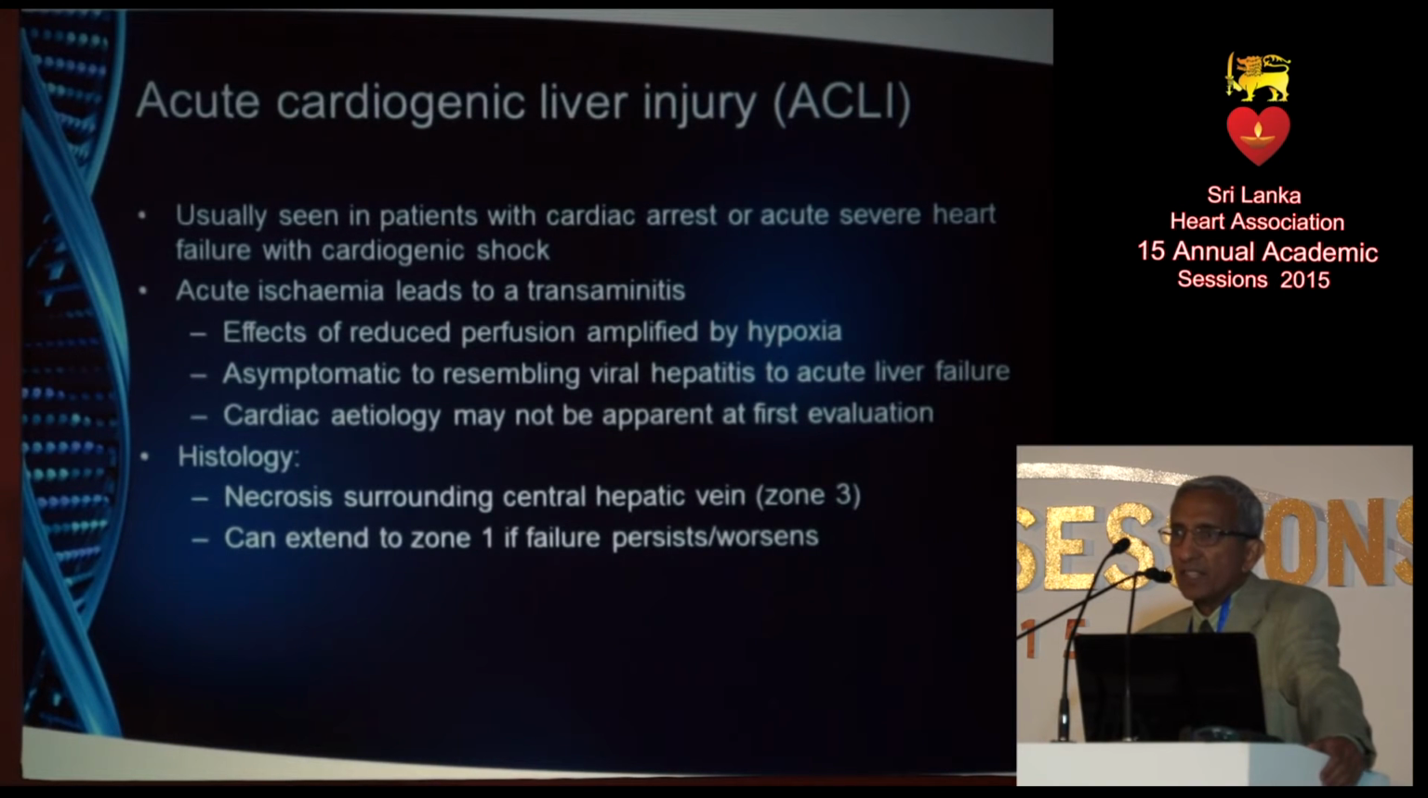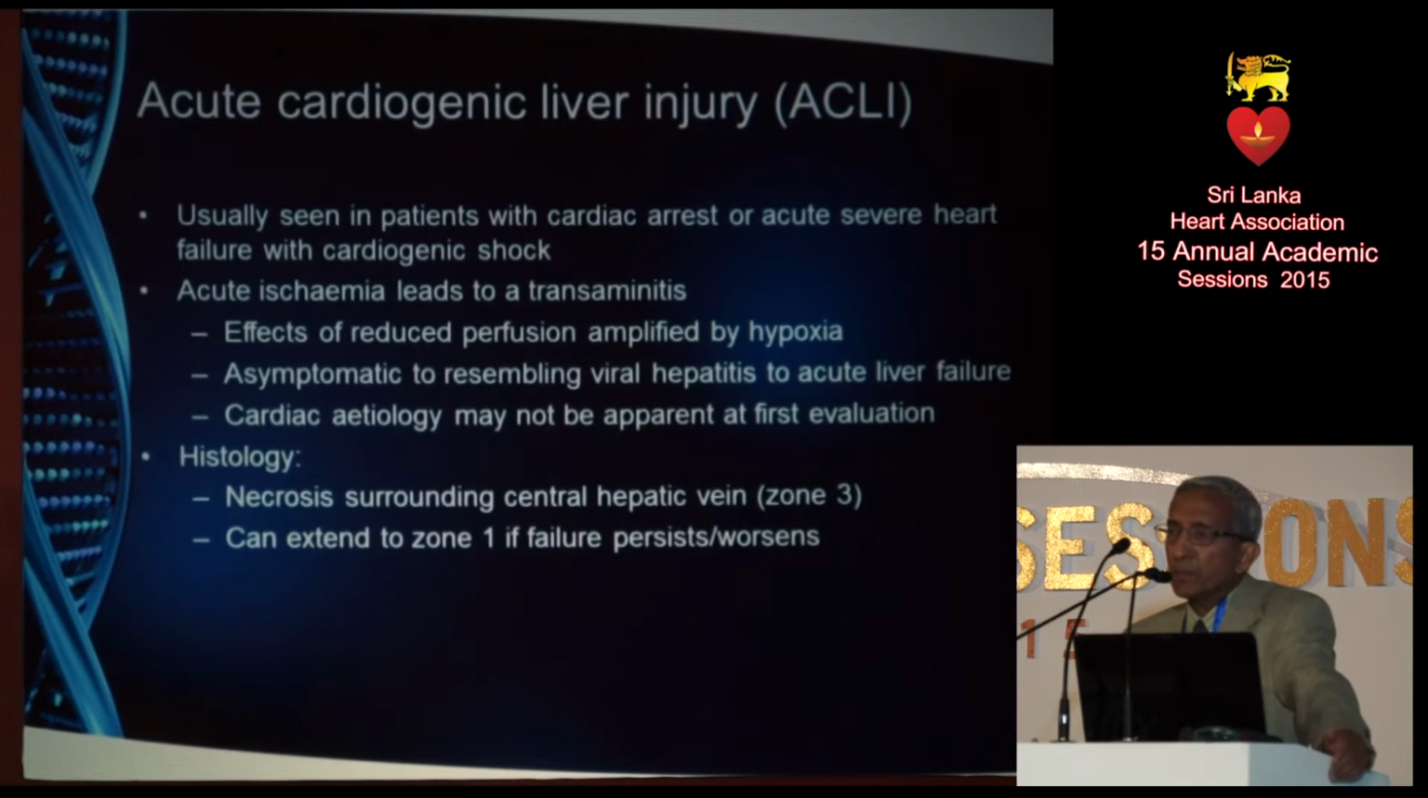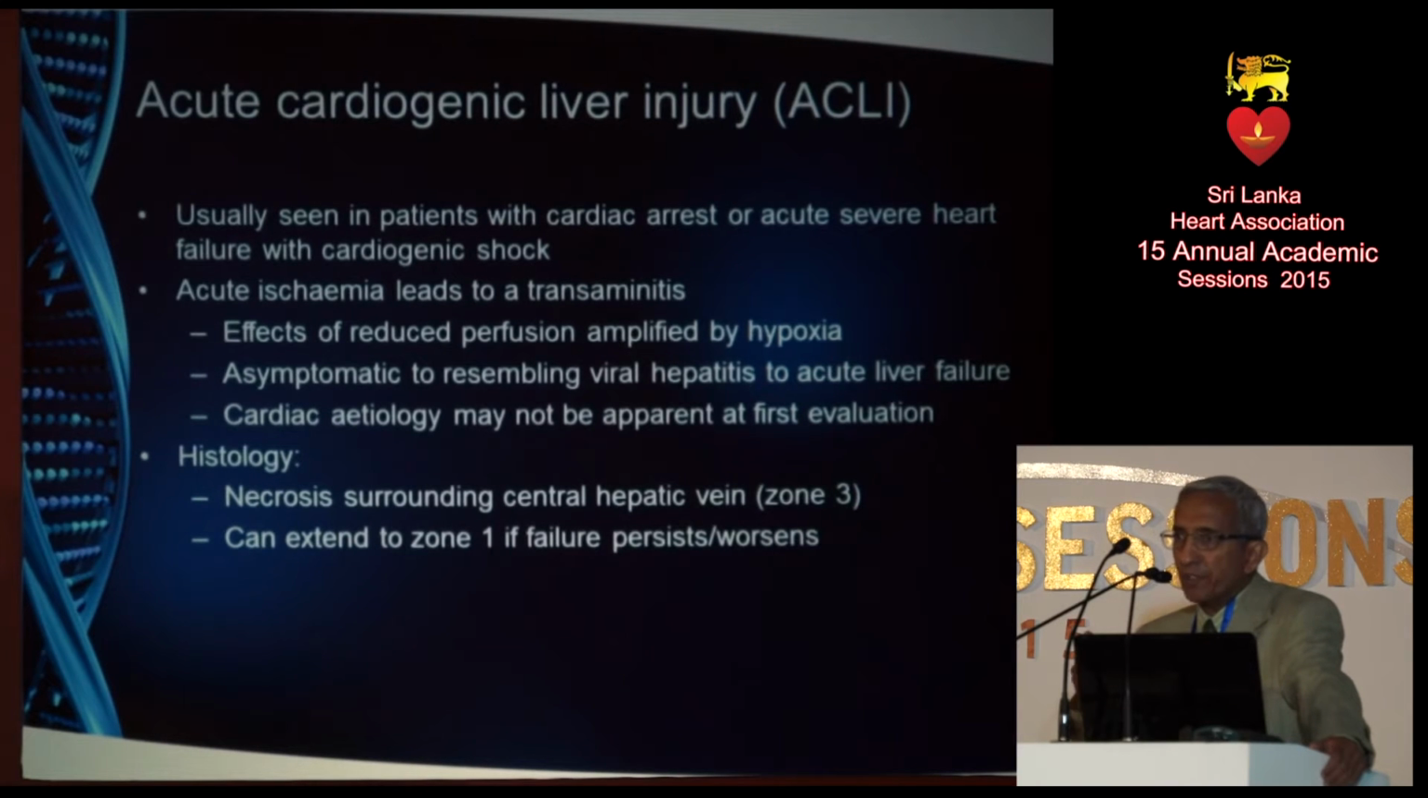There are rare cases where the cardiac etiology may not be apparent and missed. Somebody who's collapsed at home, resuscitated much later, and they come into hospital, and as you do the tests, the first abnormalities are the transaminases having gone up to the thousands, and you think the primary problem was in the liver. The histology is necrosis, and as I said, surrounding the central hepatic veins, which is zone 3. And obviously, if the hypoperfusion persists, then the necrosis will extend to the middle areas and ultimately to the portal triad areas.